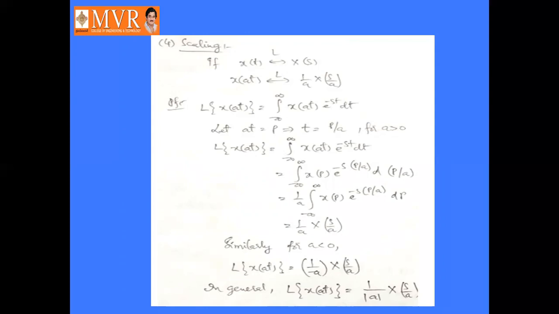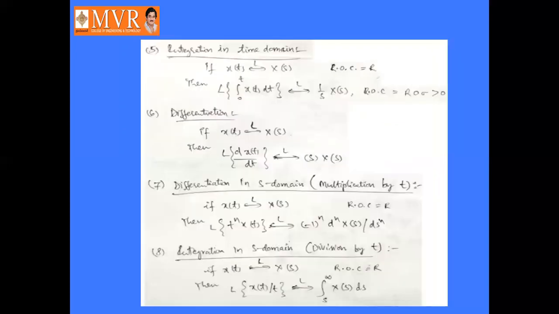So it is x(p) times e^(-s p/a). So (1/a) times the integral from minus infinity to infinity of x(p) e^(-s p/a) dp, so it is (1/a) X(s/a). Similarly, for a less than 0, it is (1/-a) X(s/a). So in general, we can say that it is (1/|a|) X(s/a).